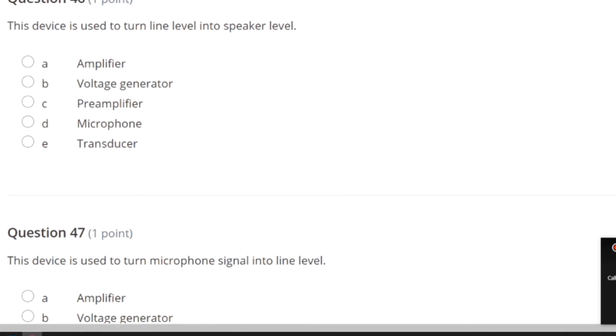Question 46. This device is used to turn line level into speaker level. A. Amplifier, B. Voltage generator, C. Preamplifier, D. Microphone, or E. Transducer? Line level into speaker level? You need an amplifier for that.